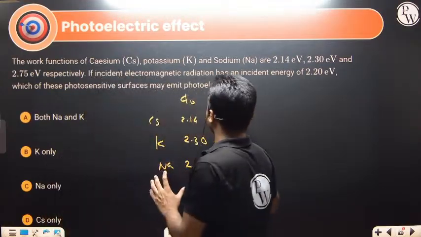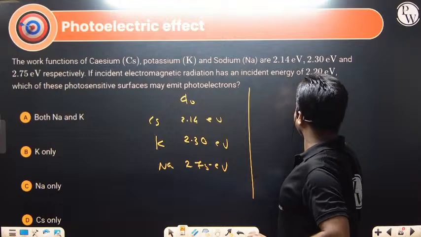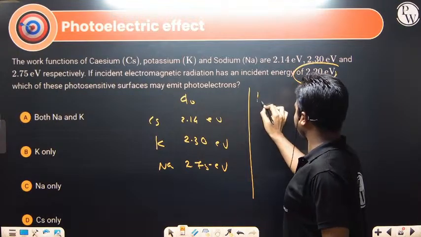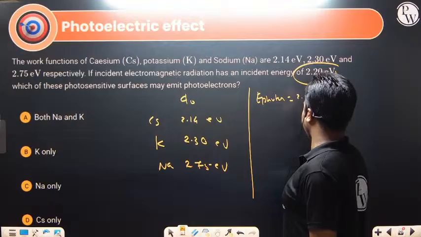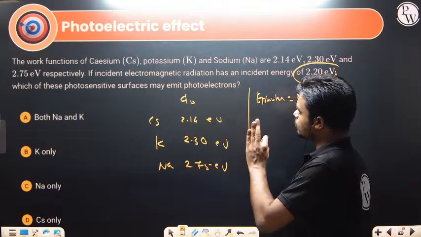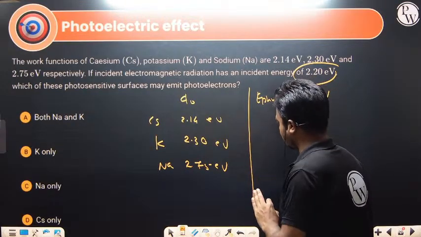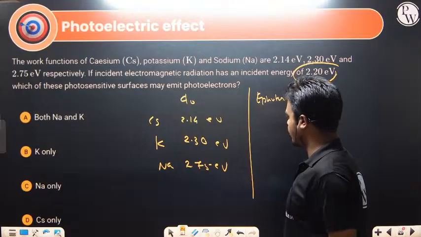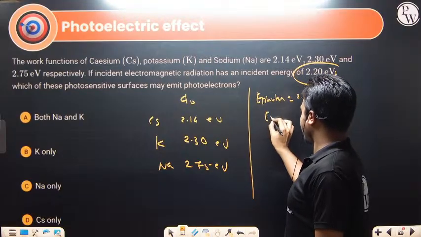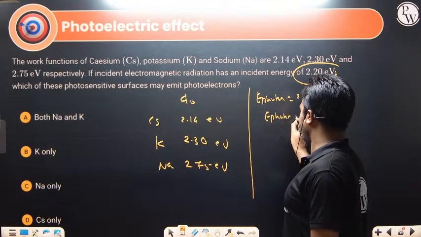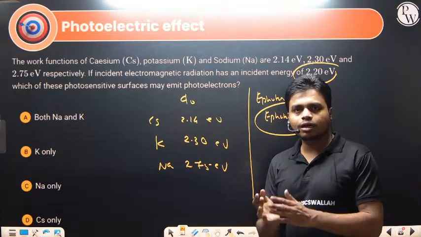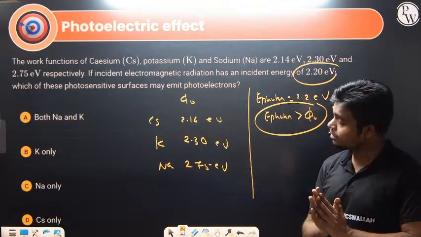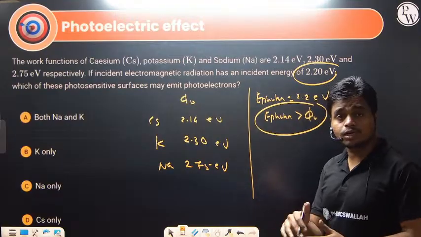If the incident electromagnetic radiation has the incident energy of 2.2 electron volt, the energy of the photon is how much? 2.2 electron volt. Which of these photosensitive surfaces may emit the electrons? I said the energy of the photons should be more than the work function, then electrons will be emitted, and then photoelectric emission is possible.